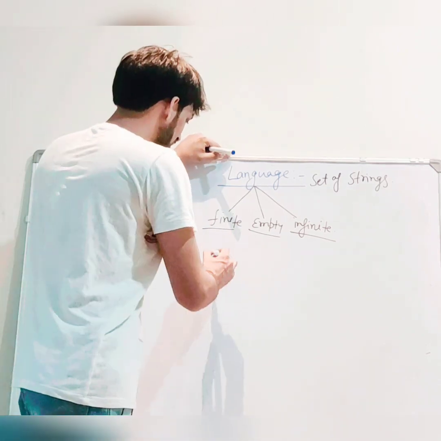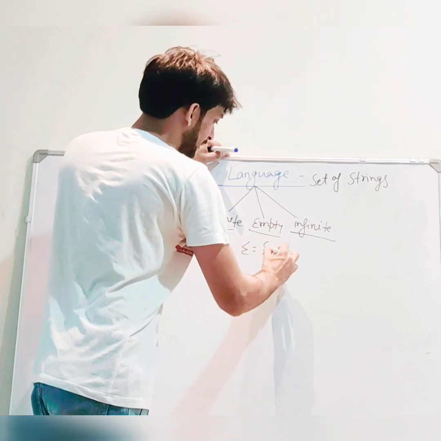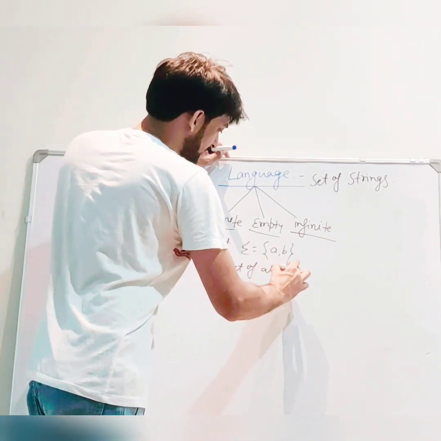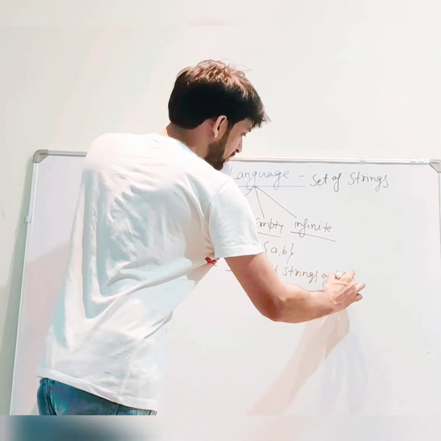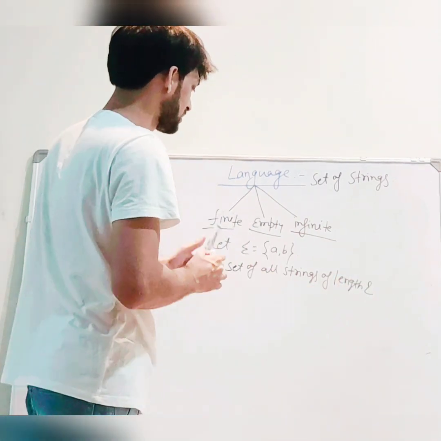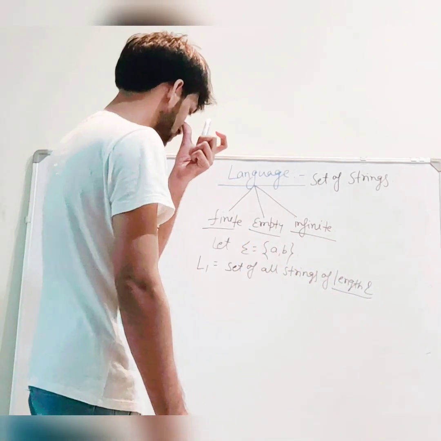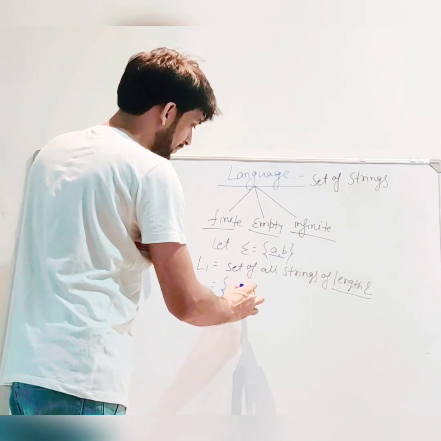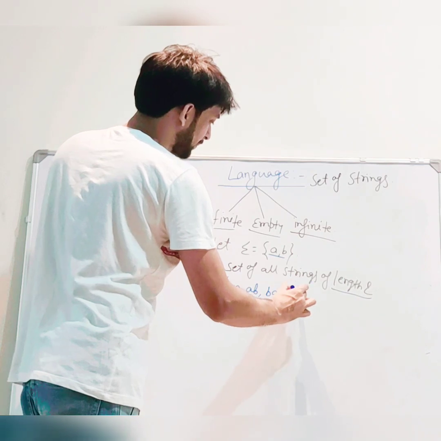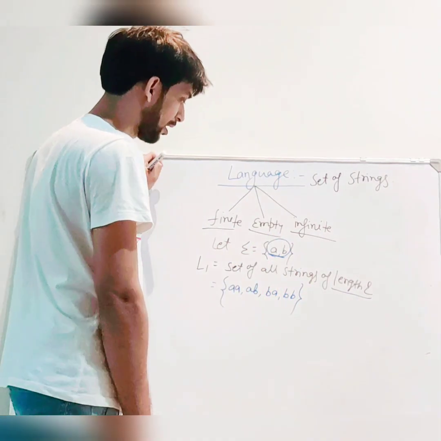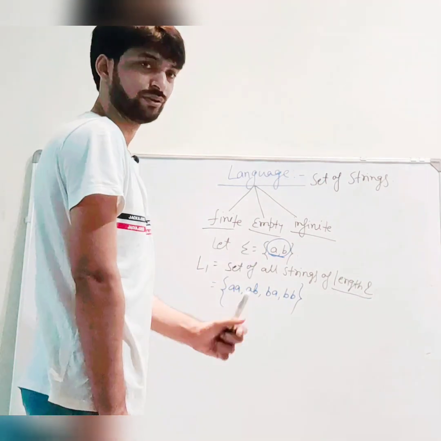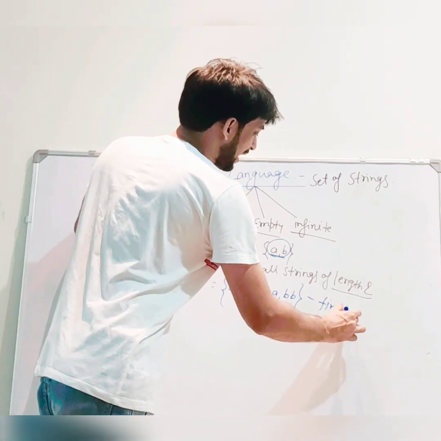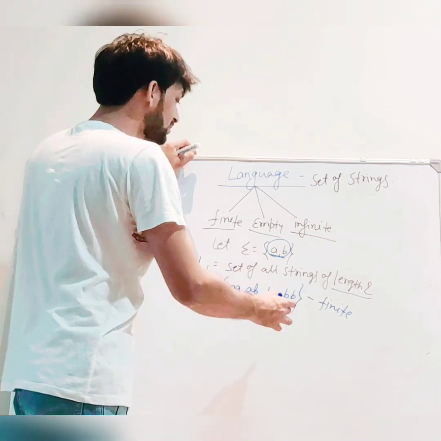So let's do some examples. Let sigma equal a comma b, and language L1 is the set of all strings of length 2. Okay, set of all strings of length 2. So this language contains what it can be, over this alphabet: AA, AB, BA or BB, right, over this alphabet only, of length 2, not length 1, not more than length 2, only exactly length 2. So this language is nothing but a finite language. Why finite? Because the number of terms in this language is finite.